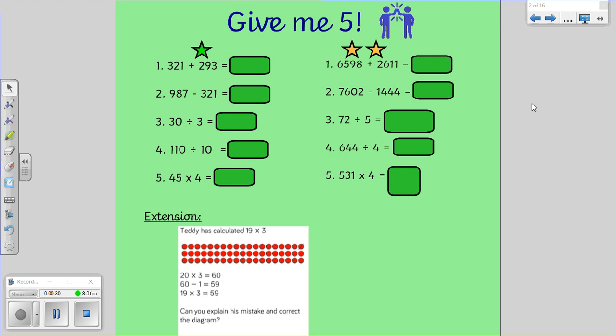To start the day, we would like you to complete this Give Me 5. Today you can see there are two sets of Give Me 5 questions. There are 1-star challenge and a 2-star challenge. So if you'd like to give yourself a bit more of a challenge today, you can go for the 2-star questions. If you finish within the 5 minutes, you can have a go at this extension question down here. So find yourself a timer, pause the video and give yourself 5 minutes to have a go at these questions.